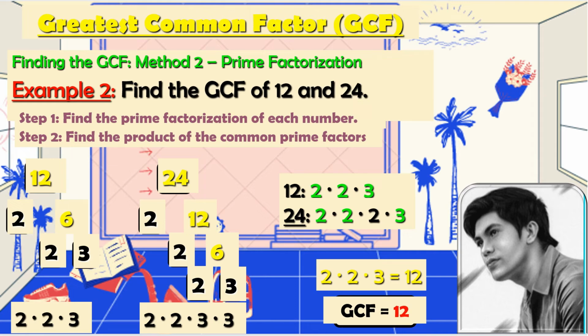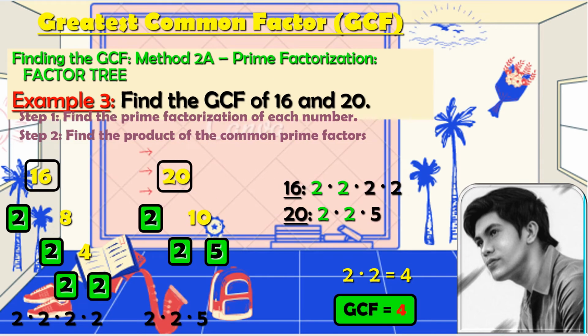So, another example is find the GCF of 12 and 24. So, same example. That is 12, 2 times 6, for 6, 2 times 3. So, the prime factors of 12 is 2 times 2 times 3. So, 24 naman, 2 times 12, 2 times 6, and 2 times 3, for 6. The prime factors of 24 is 2 times 2 times 2 times 3. Therefore, the common prime factors of 12 and 24 are 2 times 2 times 3 equals 12. The GCF is 12.